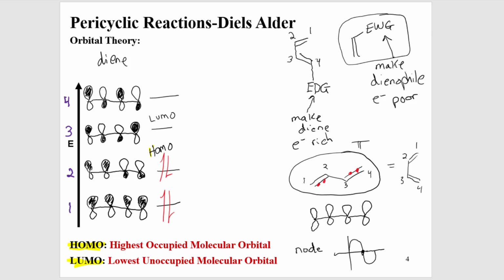Now I'm just going to draw out the simplest one again. We're assuming that our diene has an electron donating group on it and the dienophile has an electron withdrawing group on it. So if this represents the diene with the electron donating group, what I'm going to draw next is the dienophile with the electron withdrawing group on it. So we're going to start right around here.